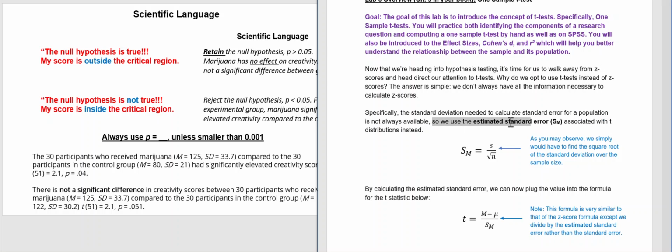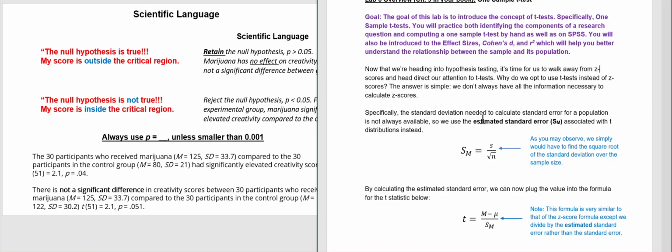So we will use estimated standard error associated with a t-distribution instead. So we're going away from the z-distribution, but it's the same concept, but we're going into the t-distribution to figure out if there are differences between the population mean and the sample mean, which is supposed to represent an illustration of the population, at least in theory.